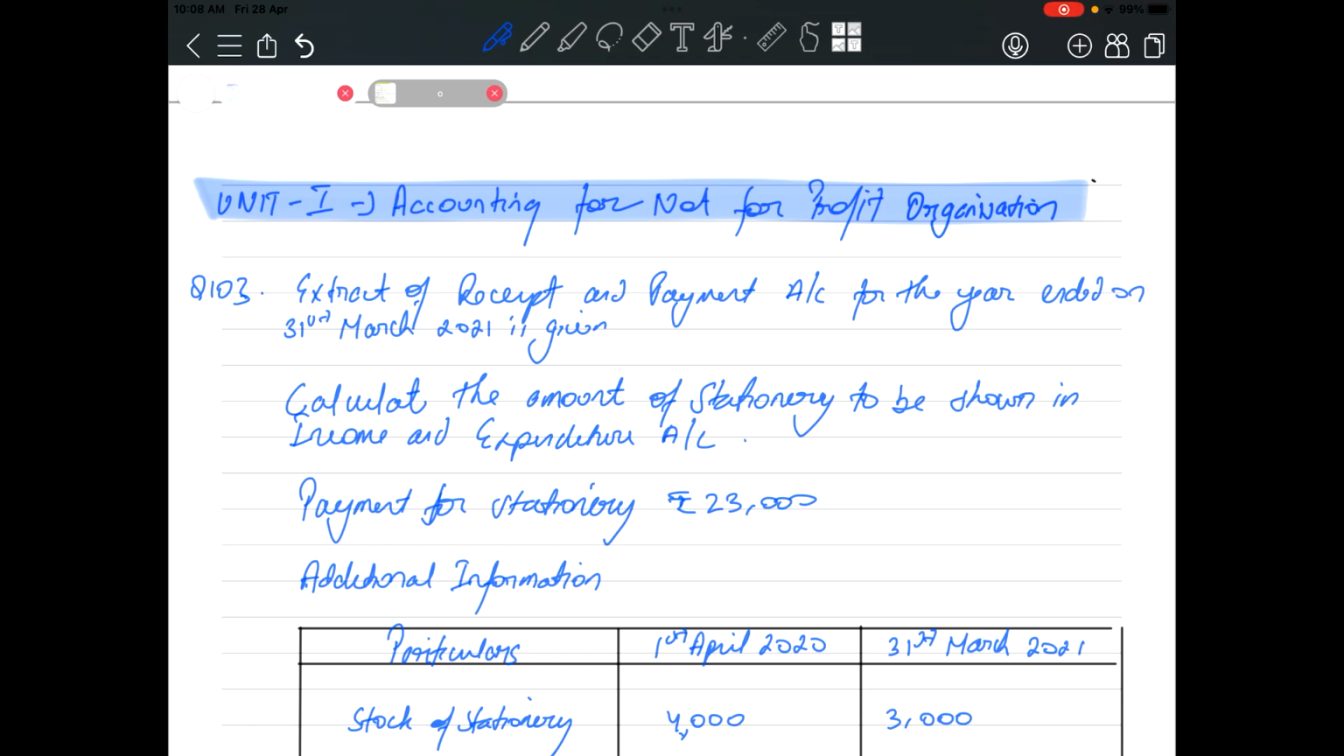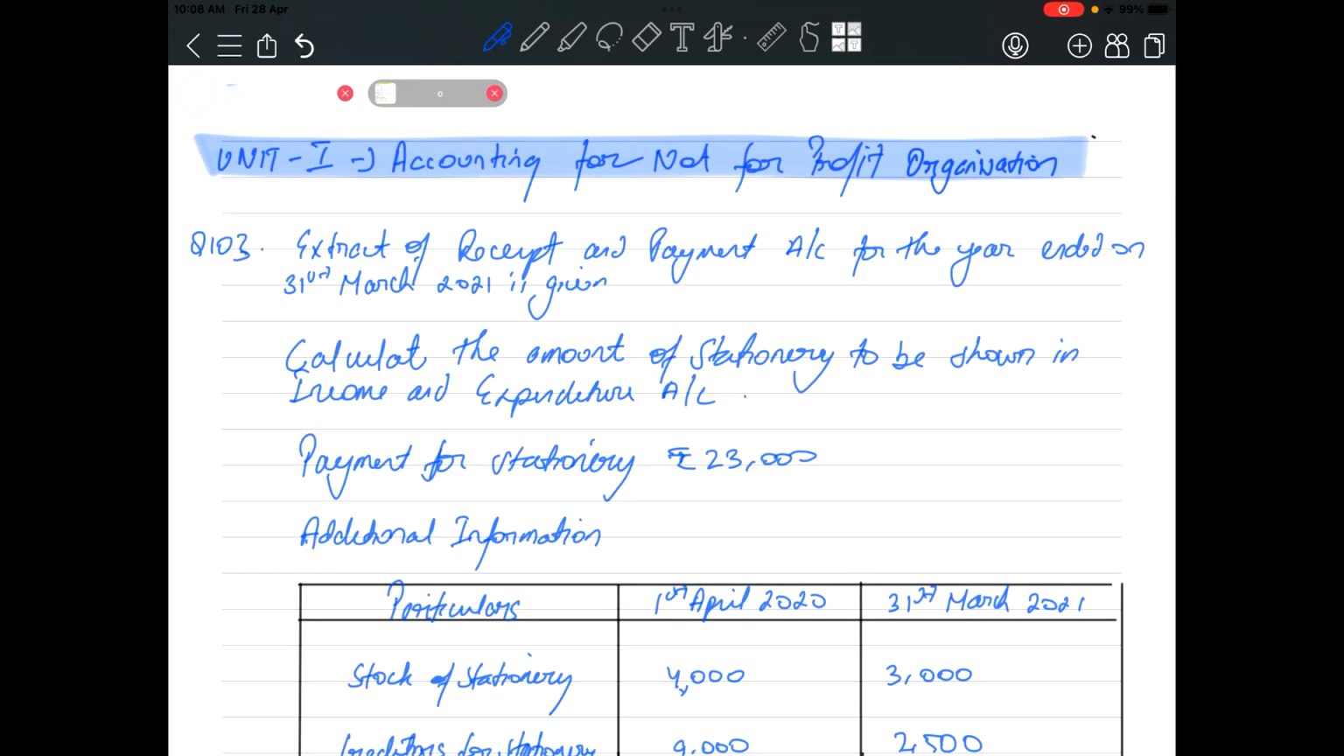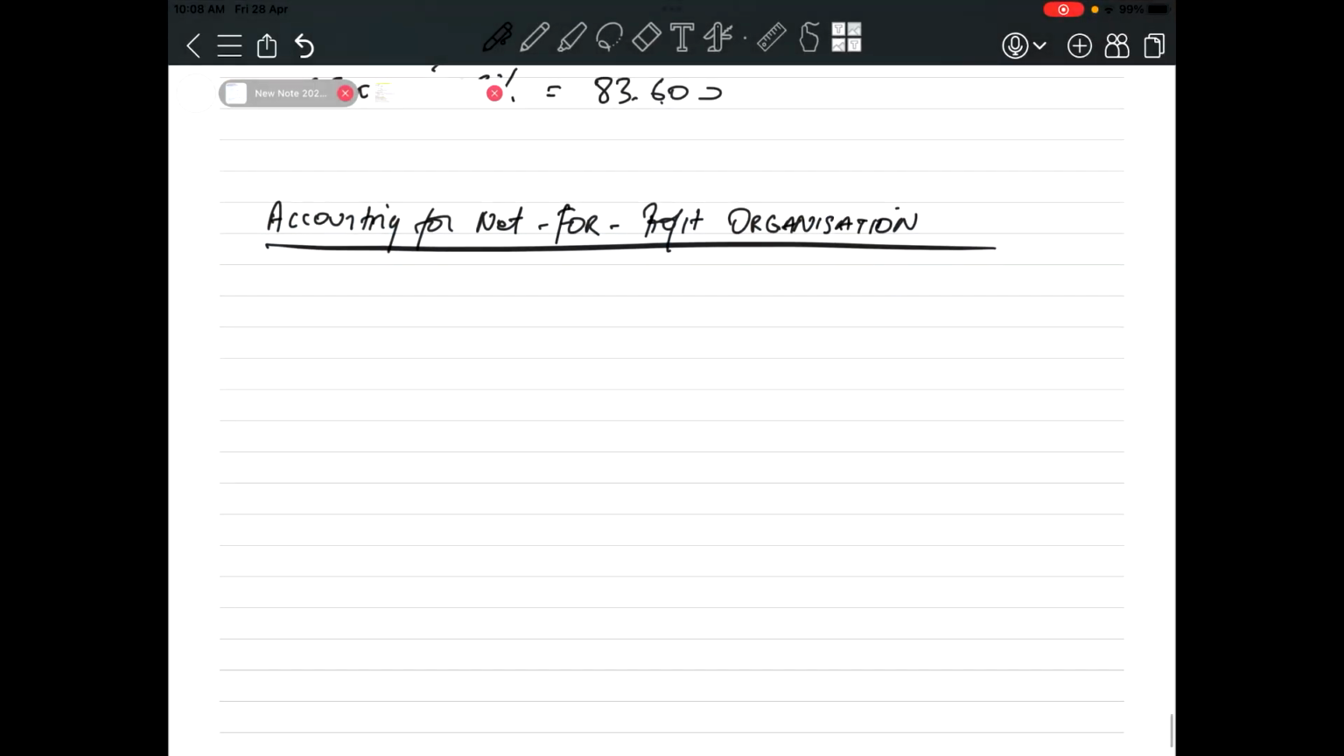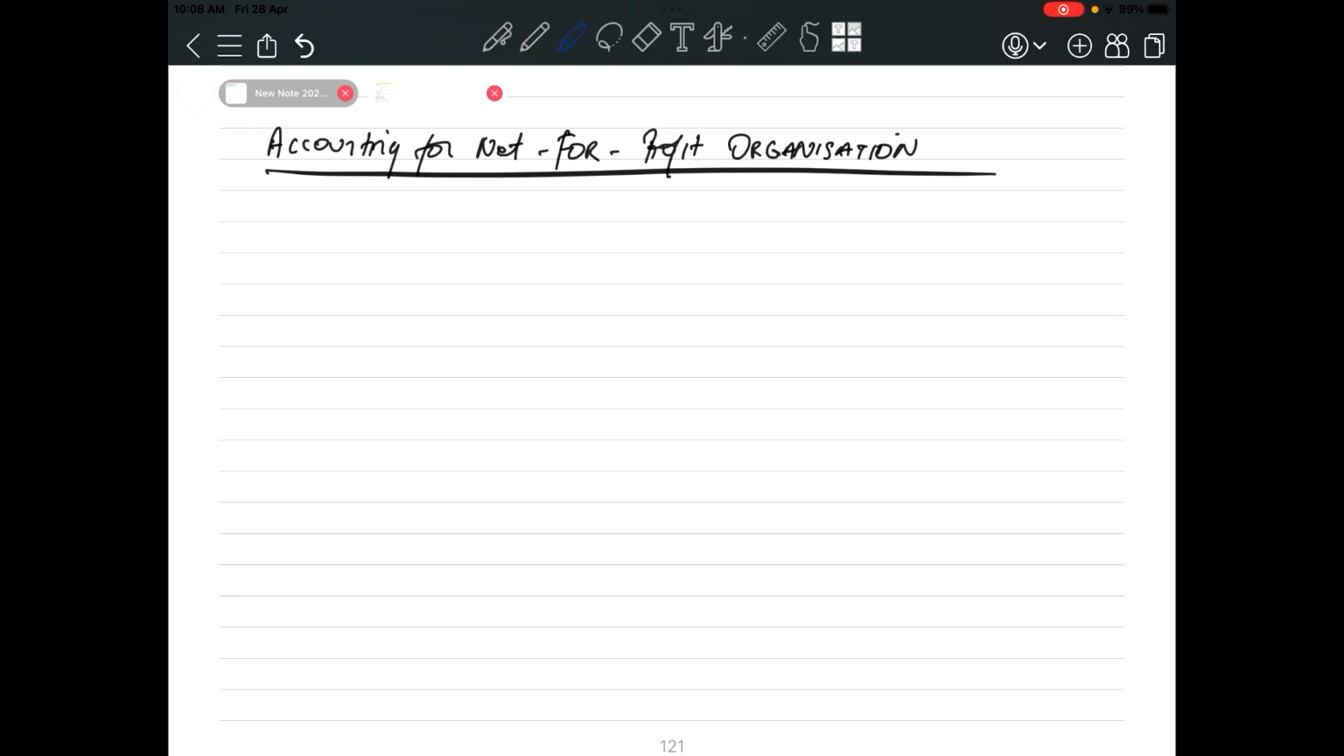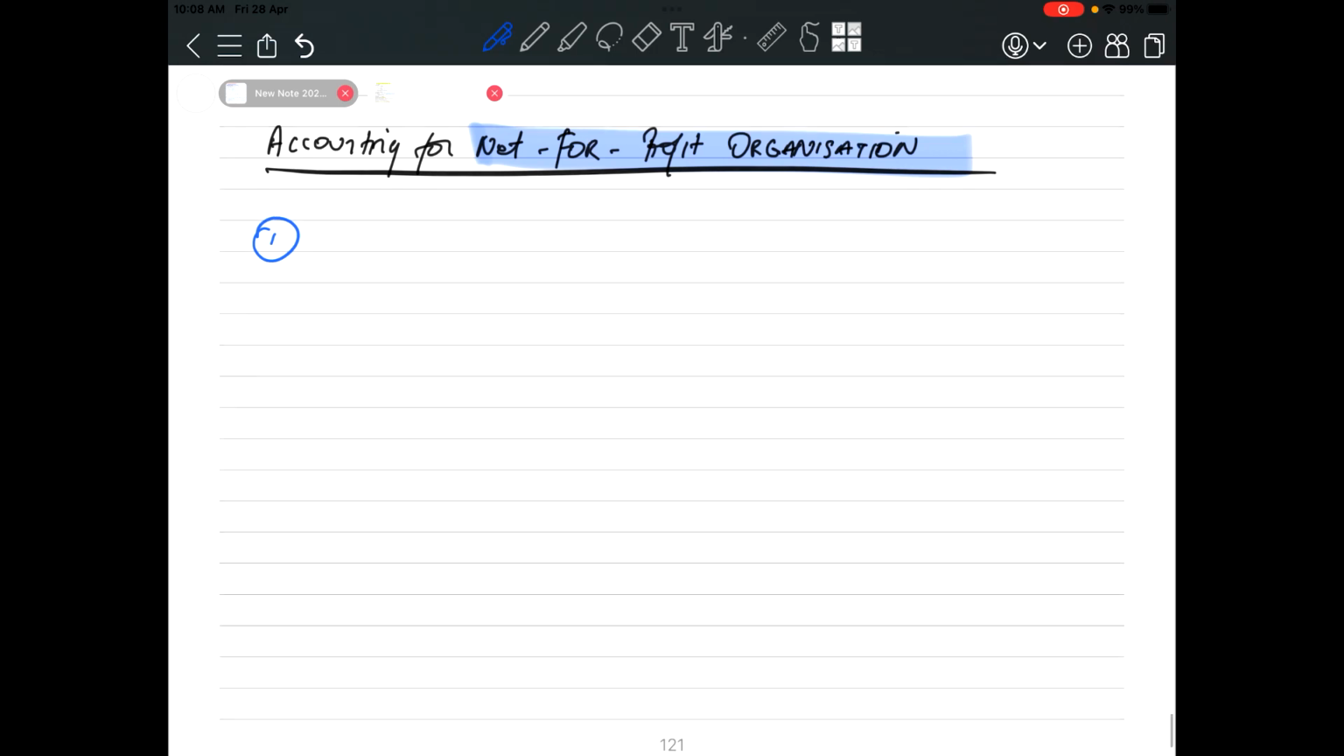Now before moving forward with the MCQ questions, let's have a brief discussion on what is a not-for-profit organization. The word itself tells us that it is an organization which is not for a profit motive. What is the motive of a not-for-profit organization? The main motive is service motive. They do not have any motive of earning profits.